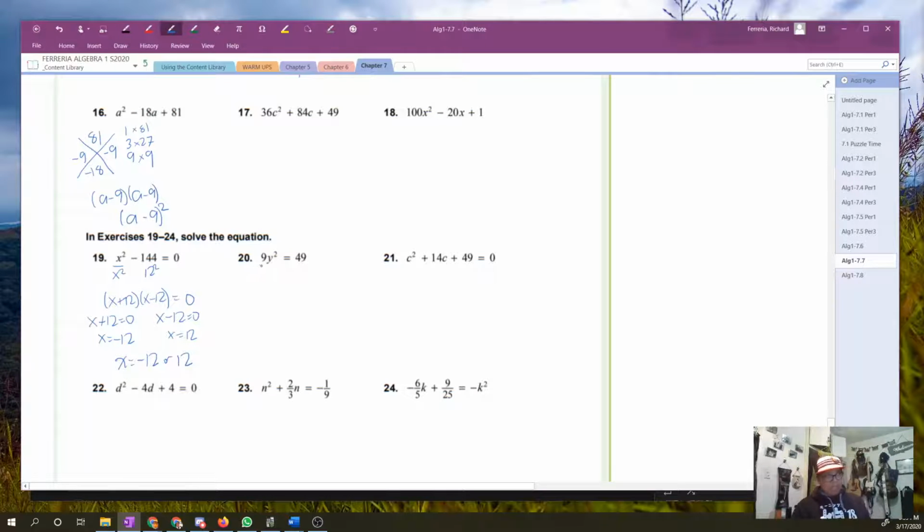Take a look at number 20. I think this is a fun one to look at. And I feel like I'm going really fast. Am I going really fast? No. Well, you can slow it down if you need to.